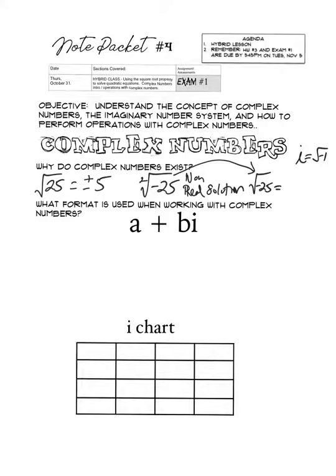So I can break the square root of negative 25 into the square root of 25 times the square root of negative 1. Now I have that plus or minus 5, and instead of writing the square root of negative 1, I can now write i.